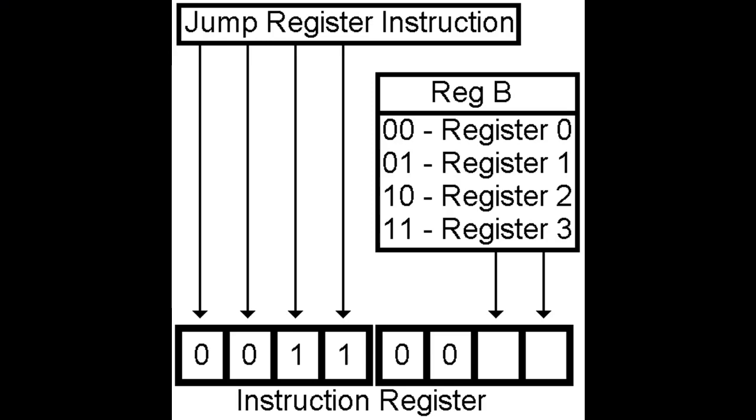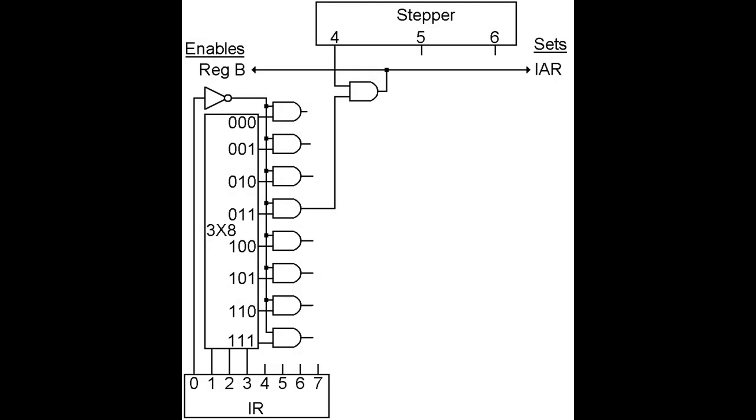The JMPR instruction always begins with 0011. The next 2 bits are always 00, and the last 2 indicate from which register we want to take the address. As you can see, the JMPR instruction circuitry is really simple. It only uses one stepper step. During that step, it simply enables regB and sets it to the IAR.